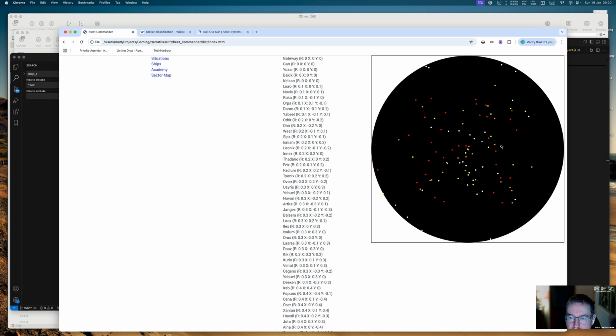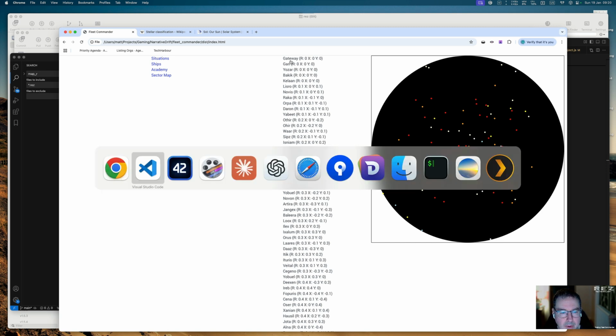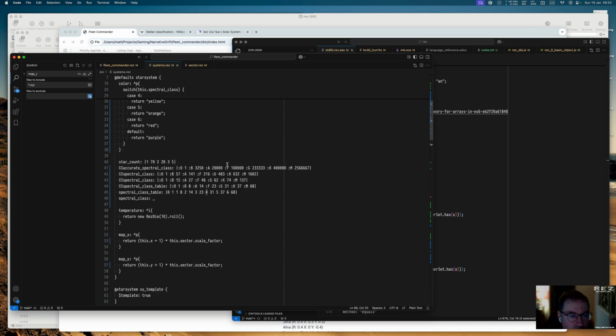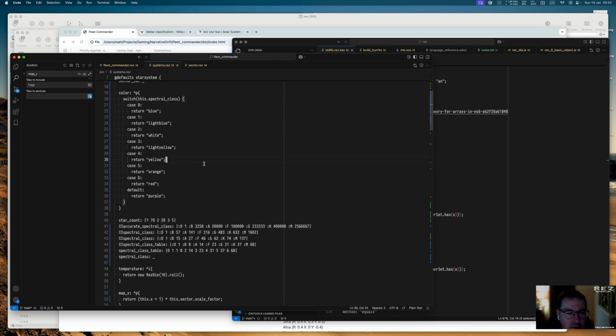Okay, so now we've got a bunch of hand-wavy accurate star classes. So our sector is now composed of stars which are actually, gateway's white. Gateway should be a yellow star, right? Maybe I got the spectral class wrong. O is 0, B is 1, A is 2, F is 3, G is 4. We made gateway spectral class 4. Okay, not quite sure why. Maybe I got the colour for 4 wrong. 4 is yellow.